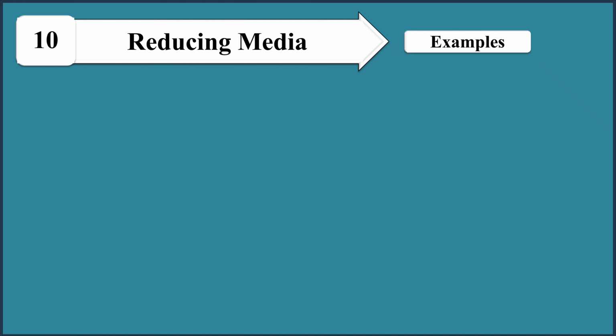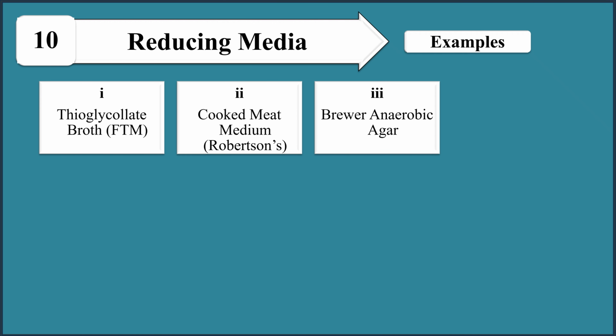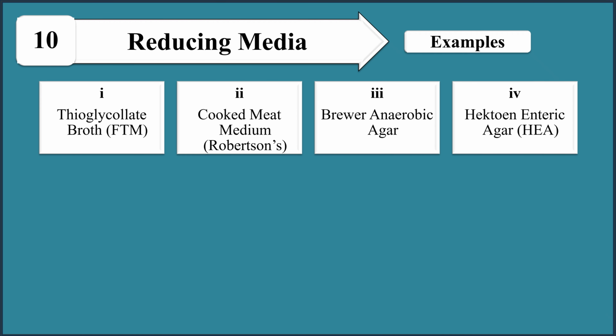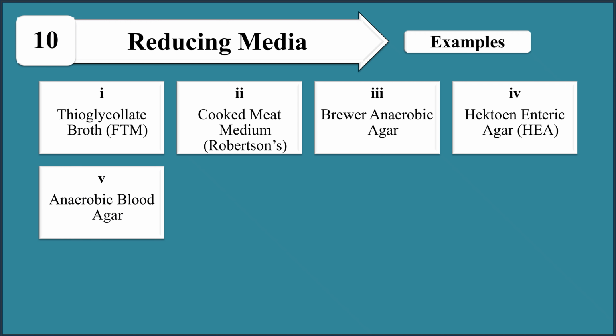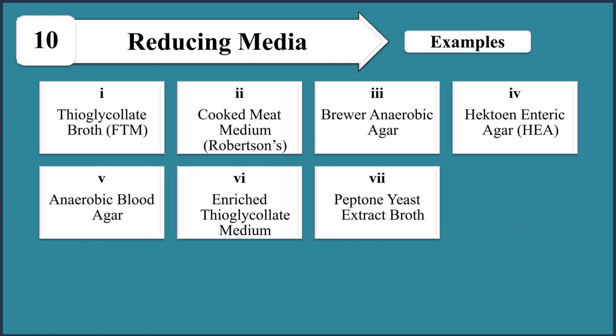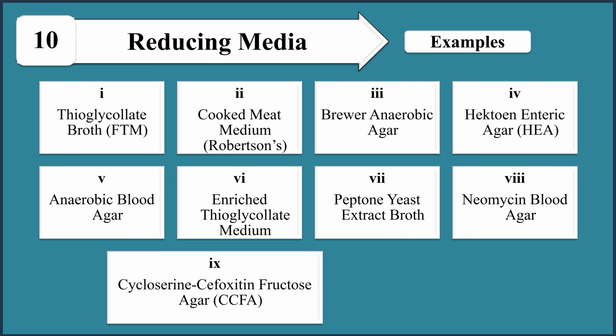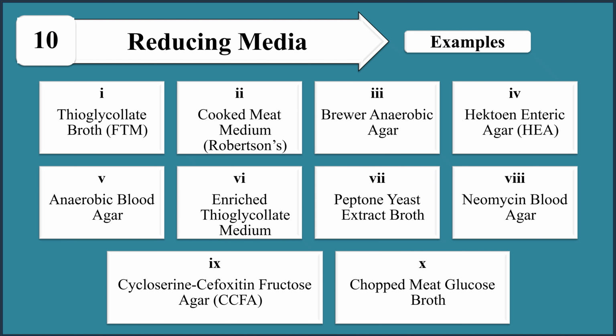Examples of the reducing media include thioglycolate broth, cooked meat medium, Brewer anaerobic agar, Hektoen enteric agar, anaerobic blood agar, enriched thioglycolate medium, peptone yeast extract broth, neomycin blood agar, cycloserine cefoxitin fructose agar, and chopped meat glucose broth.